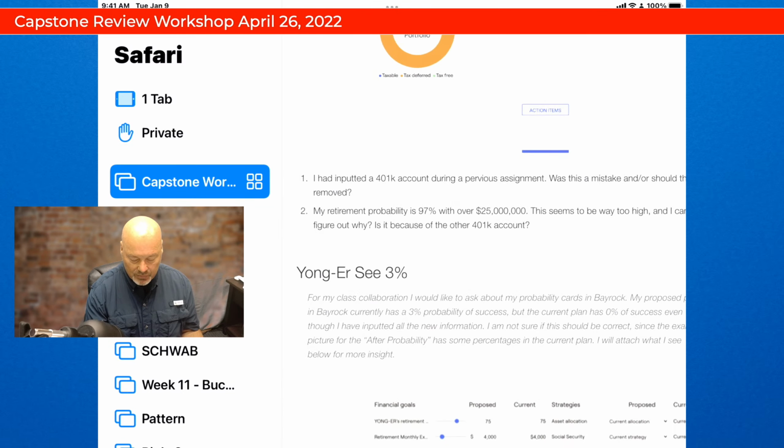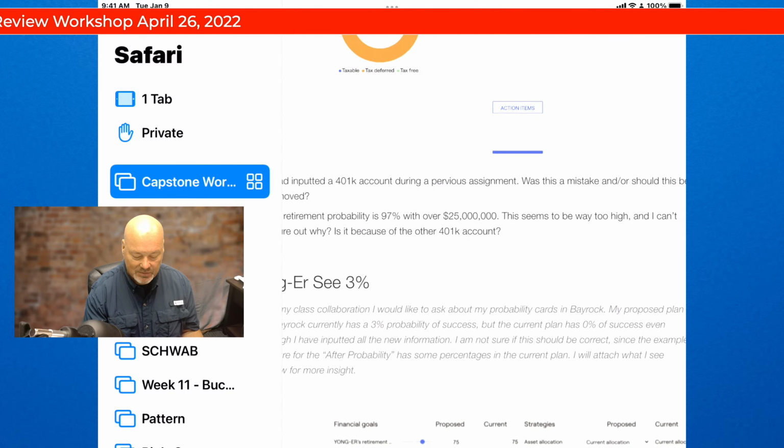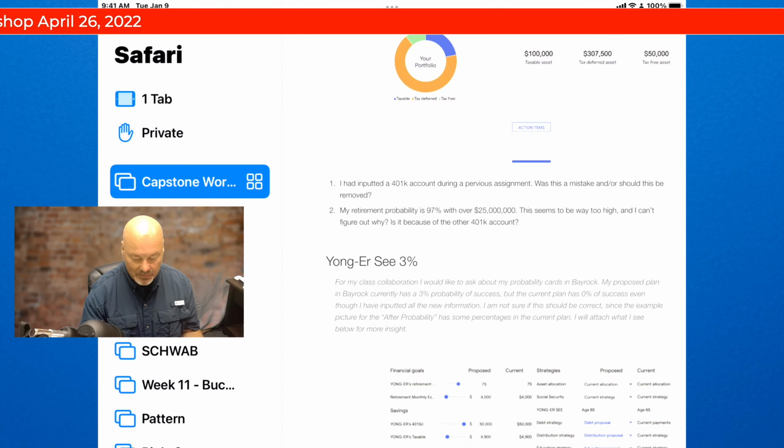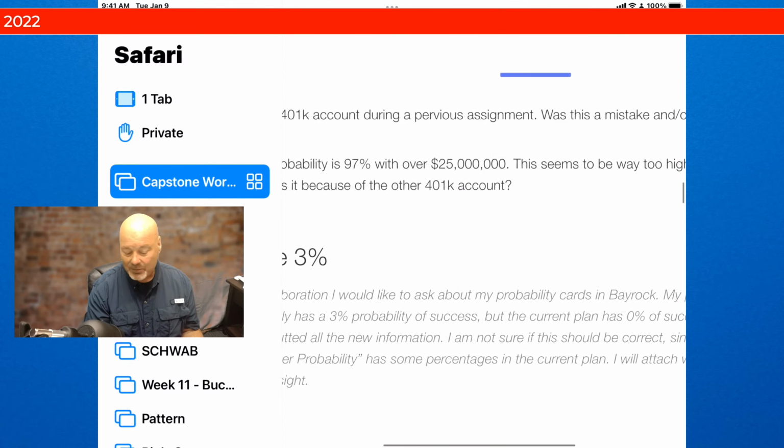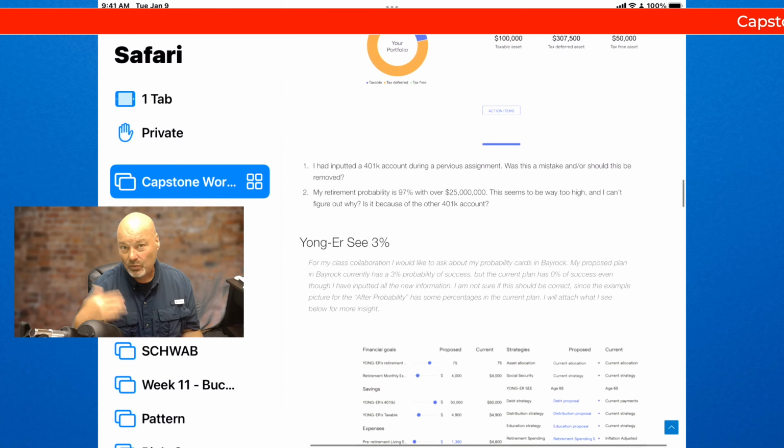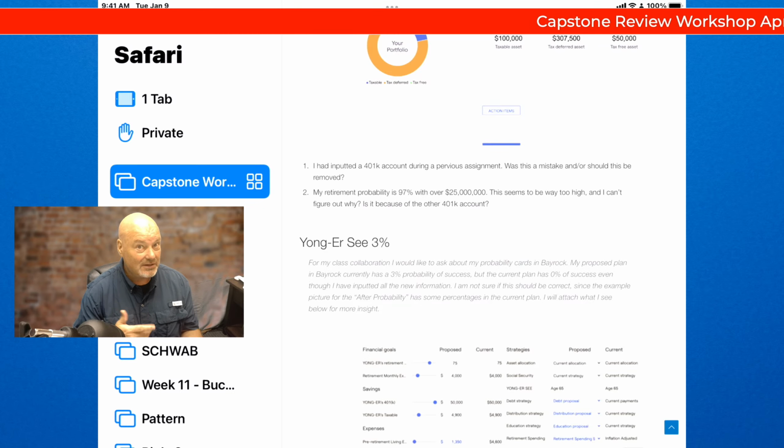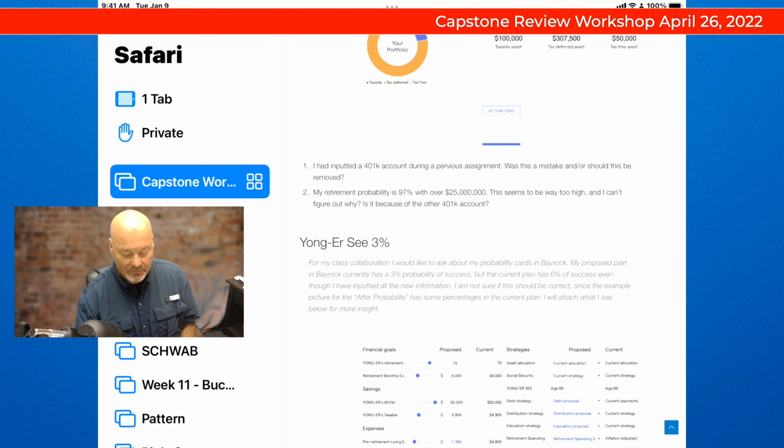Yeah, you probably want to take that out. I think that was a mistake. So you can just delete that. That'll make it simple. And good job recognizing that. You got a little more work to do to figure out why it's so high. Maybe it'll fix it if you change your age and reduce that 401k.